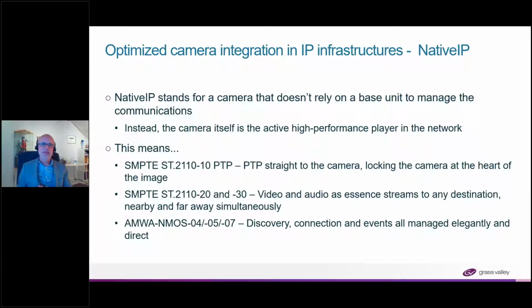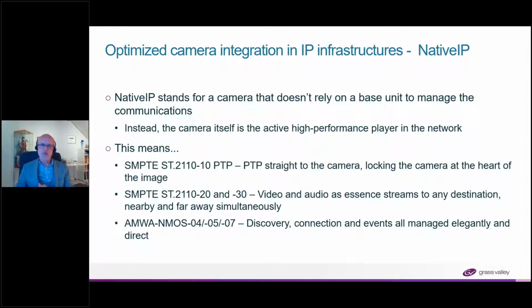So native IP stands for a camera that doesn't rely on any base unit or any hardware to manage all the communication, but the camera itself manages all the communication. So it's really a high performance player in the network. The camera also does, for example, things like IP gateway functionality. So the camera can convert any IP stream which arrives on the camera into baseband signals, or it can convert baseband signals into IP streams on the camera by itself.